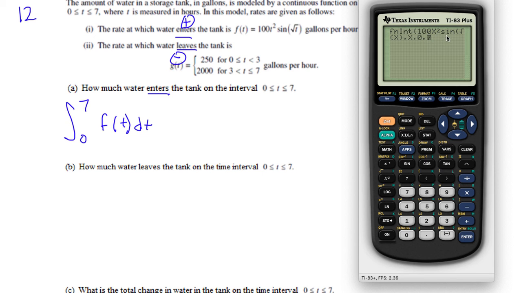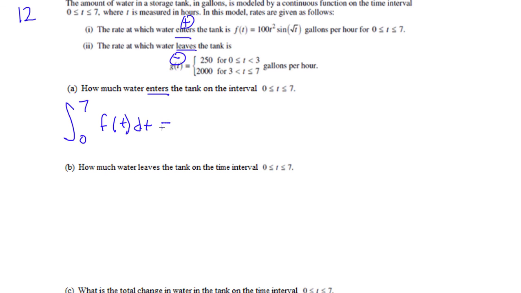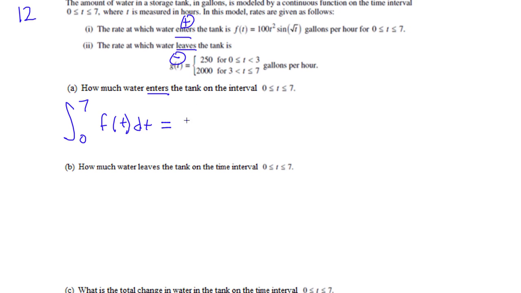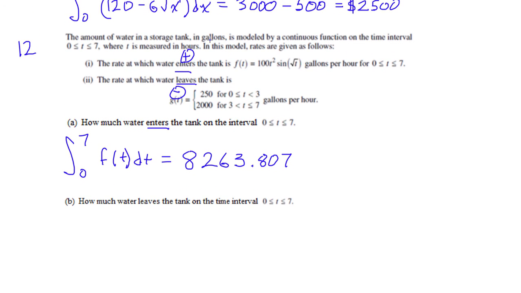100 x squared sine of. Oh yeah, that was the parenthesis for the square root. This was the end of the square root. I need a parenthesis that ends the sine. So I'm going to come back over here, hit second delete to insert another parenthesis, and then hit enter. Now it will work, and it tells me that this answer is 8,263.807. And what are the units? It's gallons per hour, but we get rid of the hour, right? So it's just gallons.